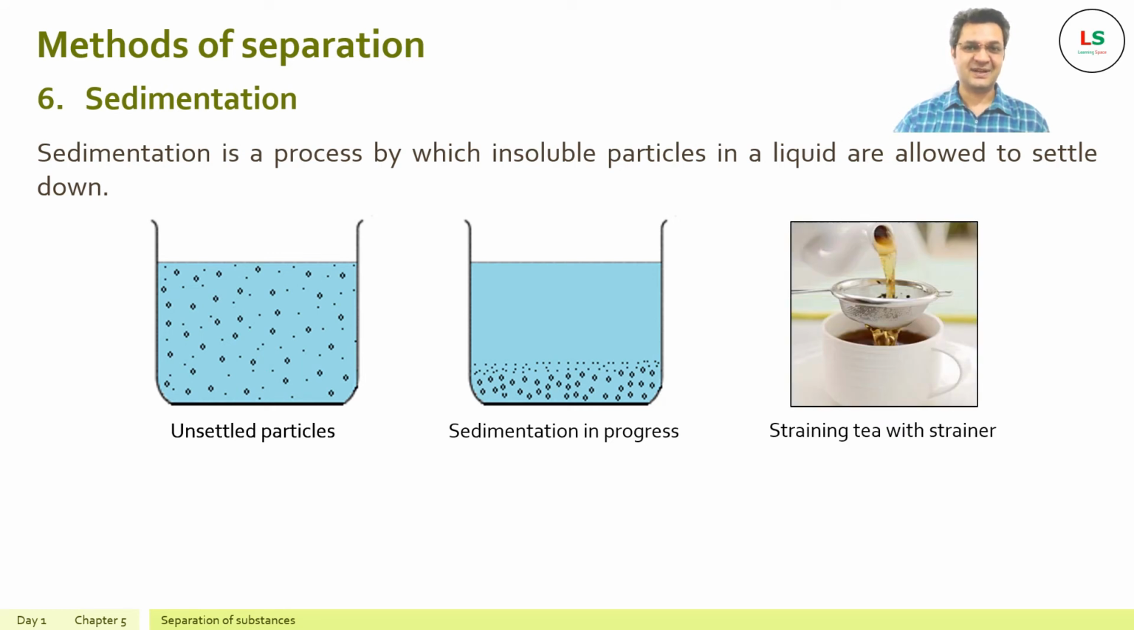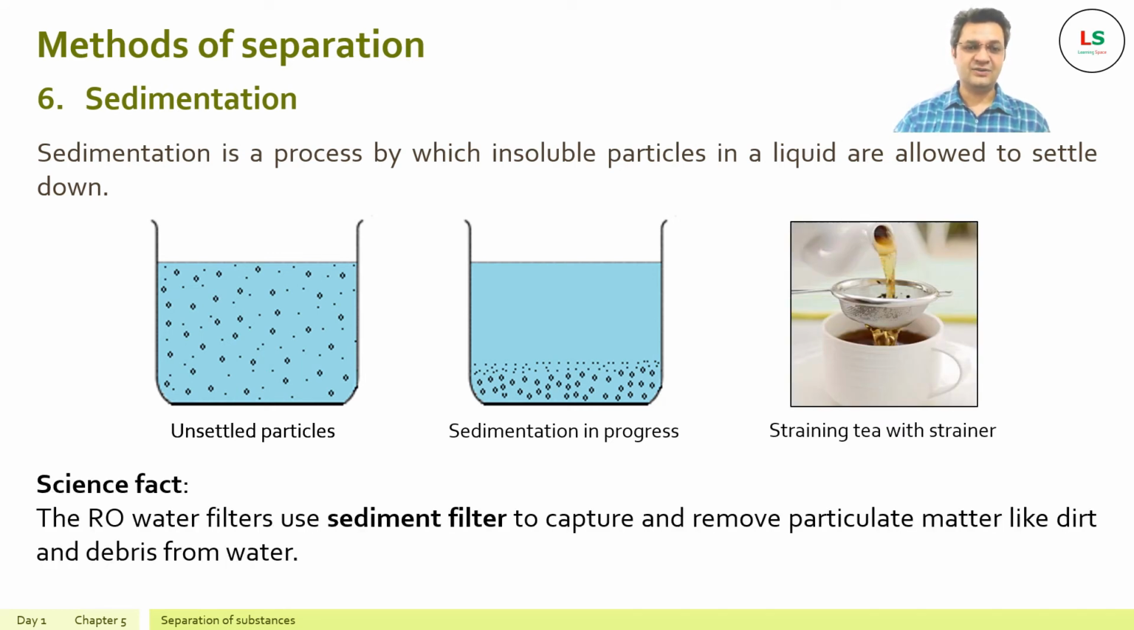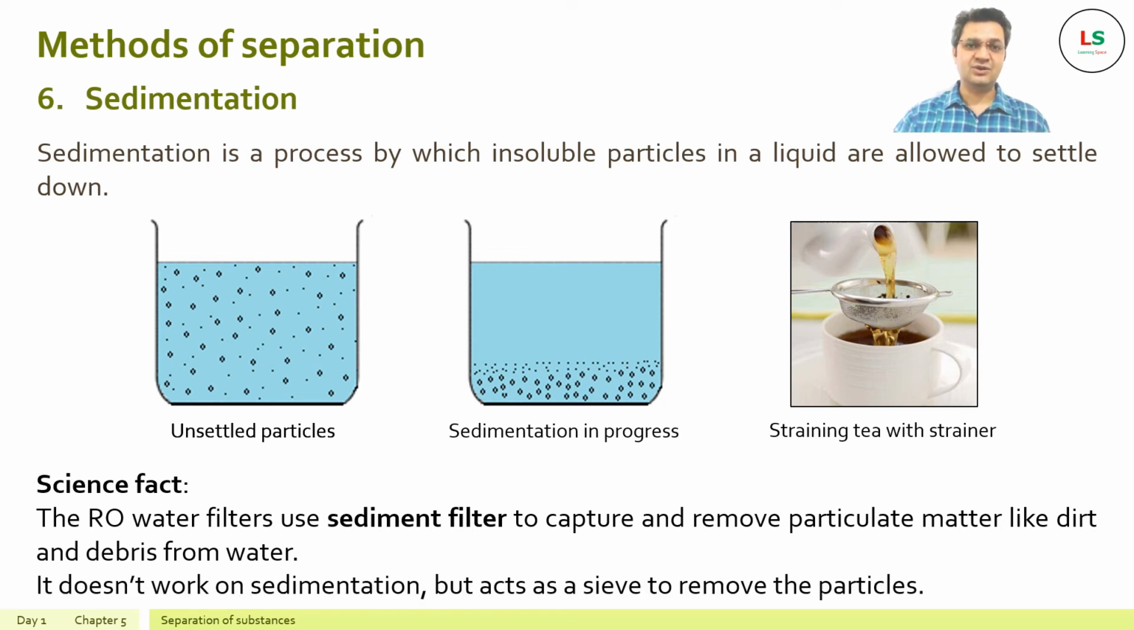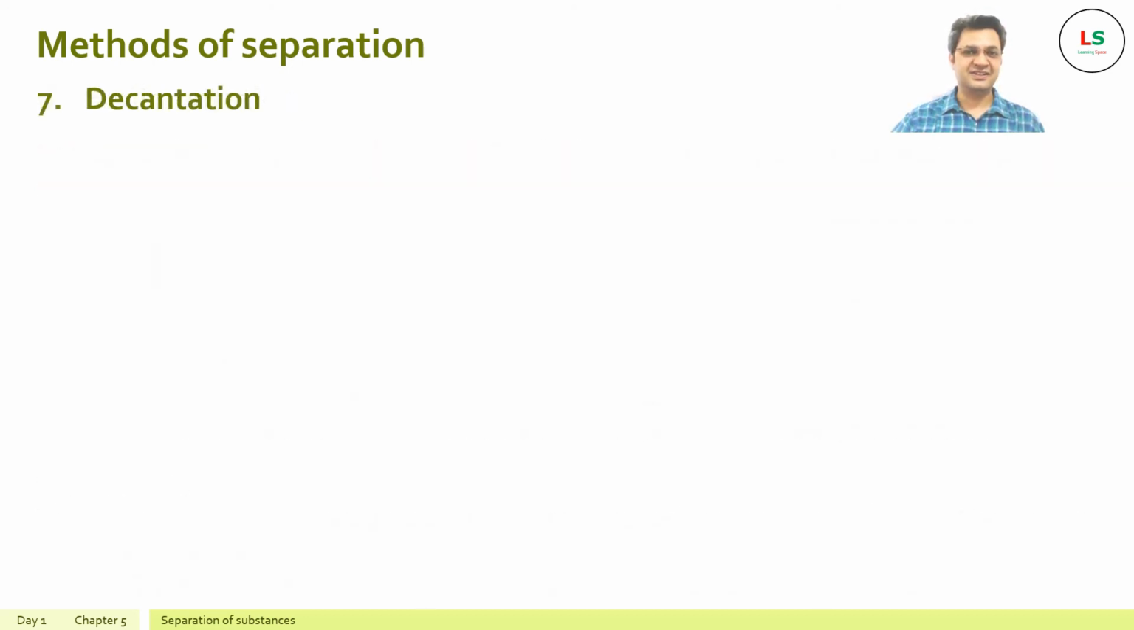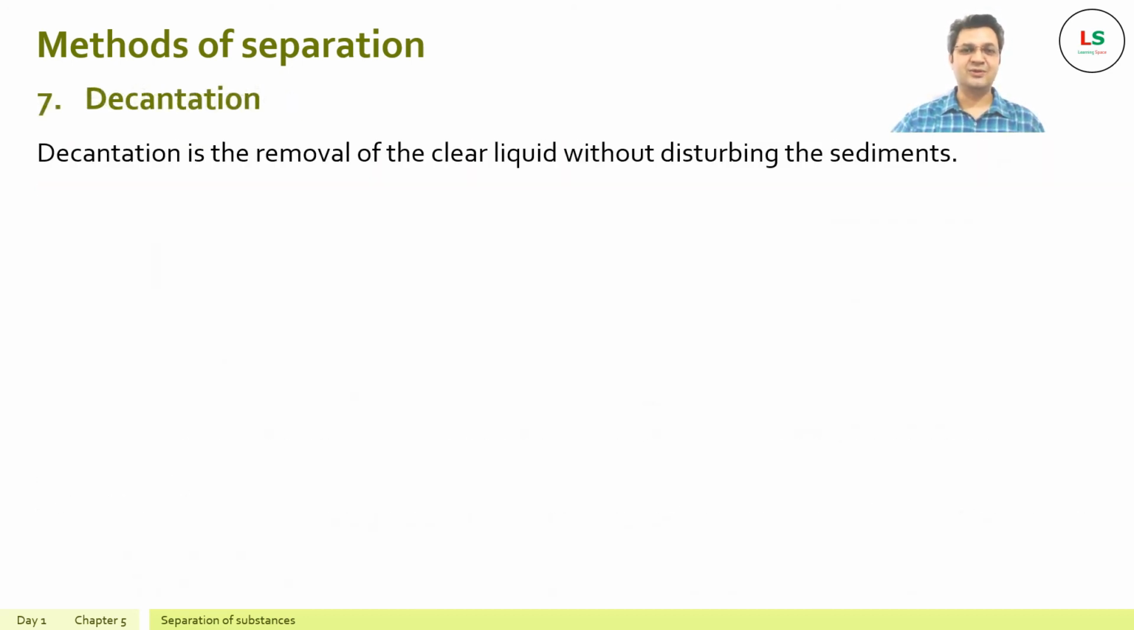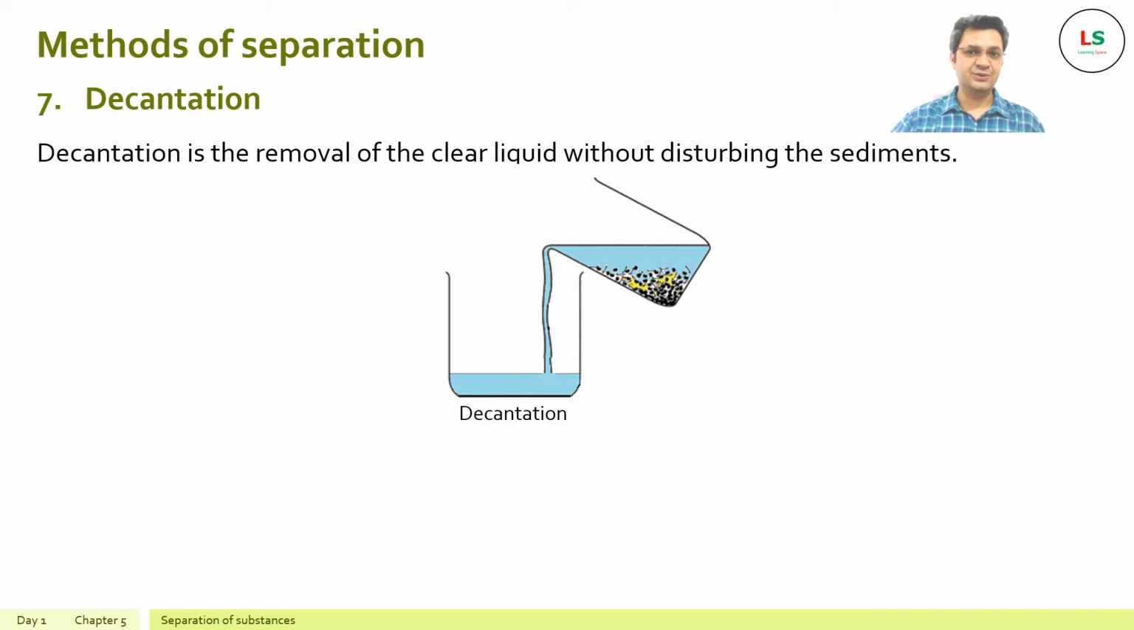Let's discuss a science fact. The RO water filters use a sediment filter to capture and remove particulate matter like dirt and debris from water. It does not work on sedimentation but acts as a sieve to remove the particles. Decantation. Decantation is the removal of the clear liquid without disturbing the sediments. Sedimentation and decantation both are used to remove the water-insoluble impurities in water treatment plants.